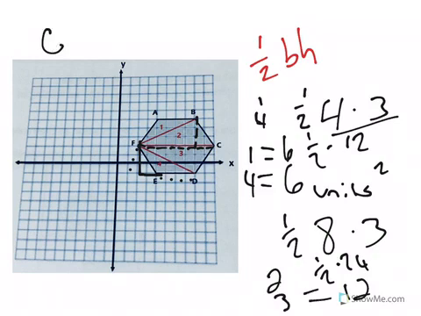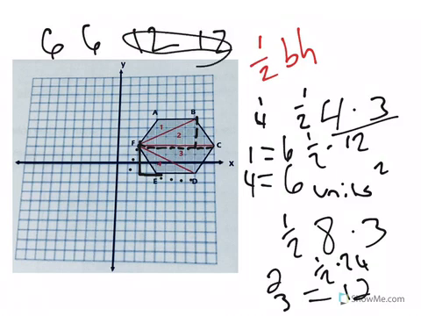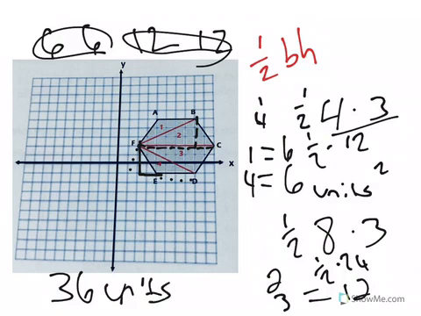So we have a 6, a 6, a 12, and a 12. And we need to put them all together. We have 24 here. We have 12 here. Add them together. And we end up with 36 units squared for the area of this shape.